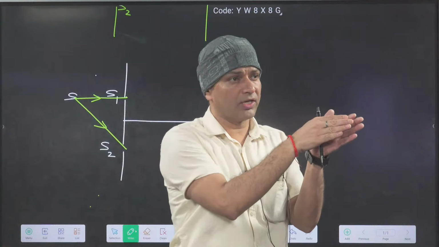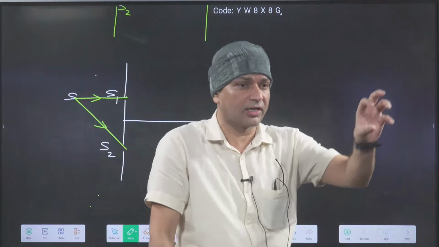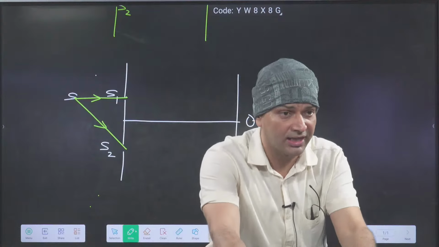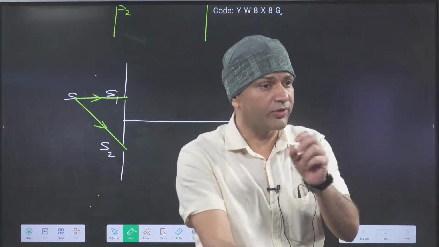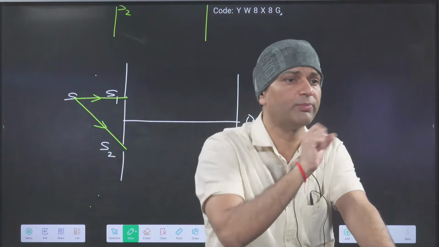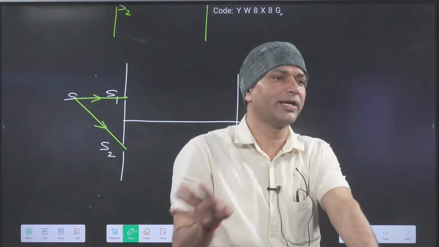Before the slit, whose path is less? The wave has to travel a lesser distance to reach S1. SS1, you can see in the figure, is less than SS2. So before the slit, S1 path is lesser. Central maxima definition means where the path difference is 0. Now after the slit, whose path has to be more, then they will be equal.